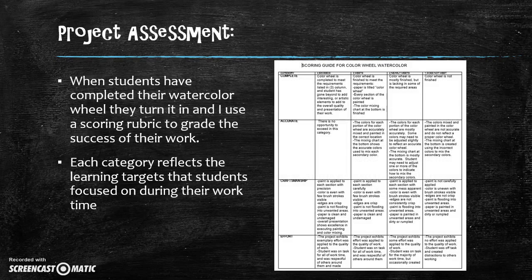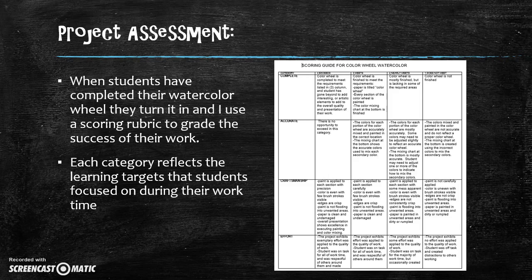And then at the end of the project, I'll give them a more formal scoring rubric. Actually, on this project, I didn't give it to them. I had students turn the project in, and I scored it with the scoring rubric. It's based on the 4-point grading scale. Each target is reflecting the learning target that was mentioned in the beginning of the presentation.